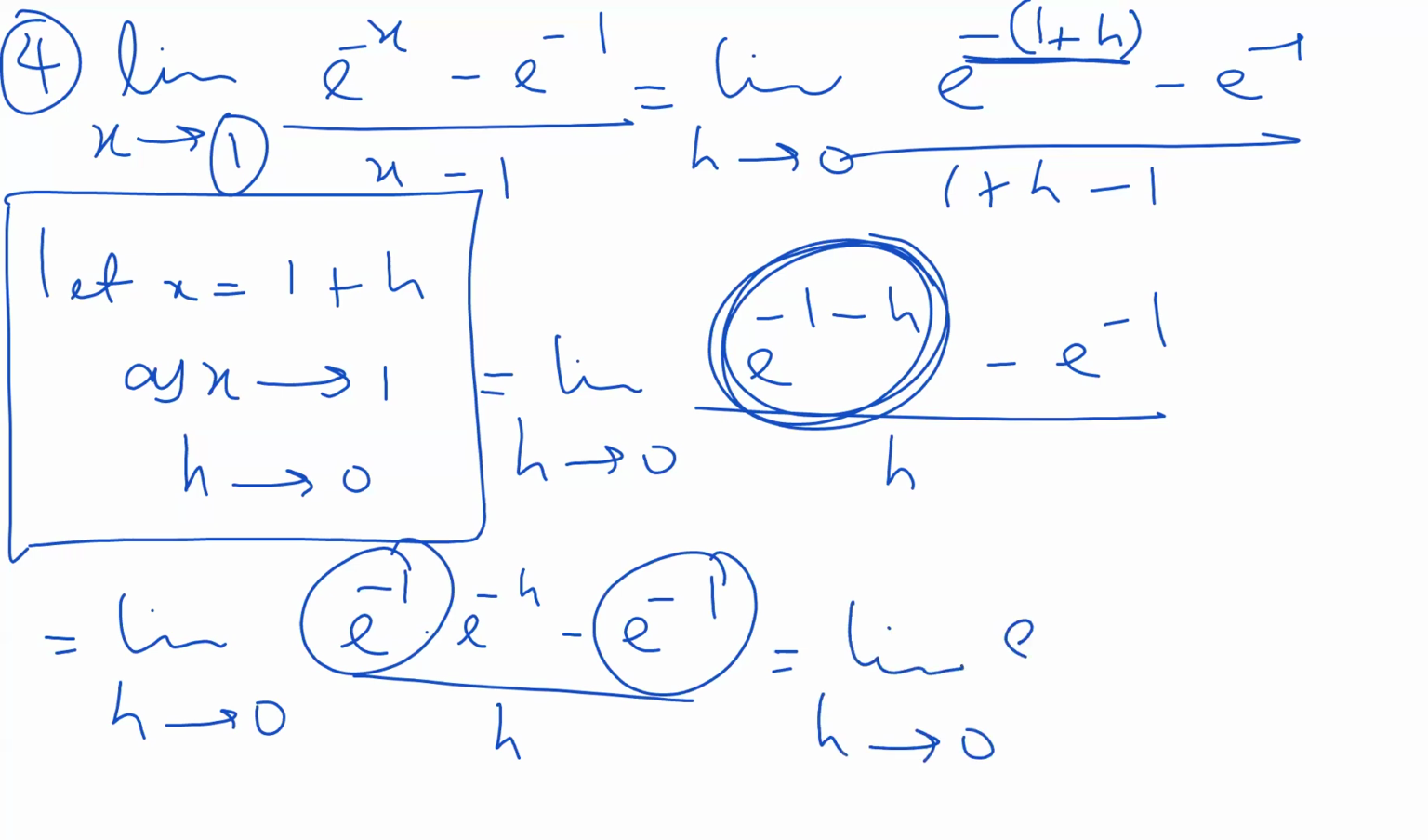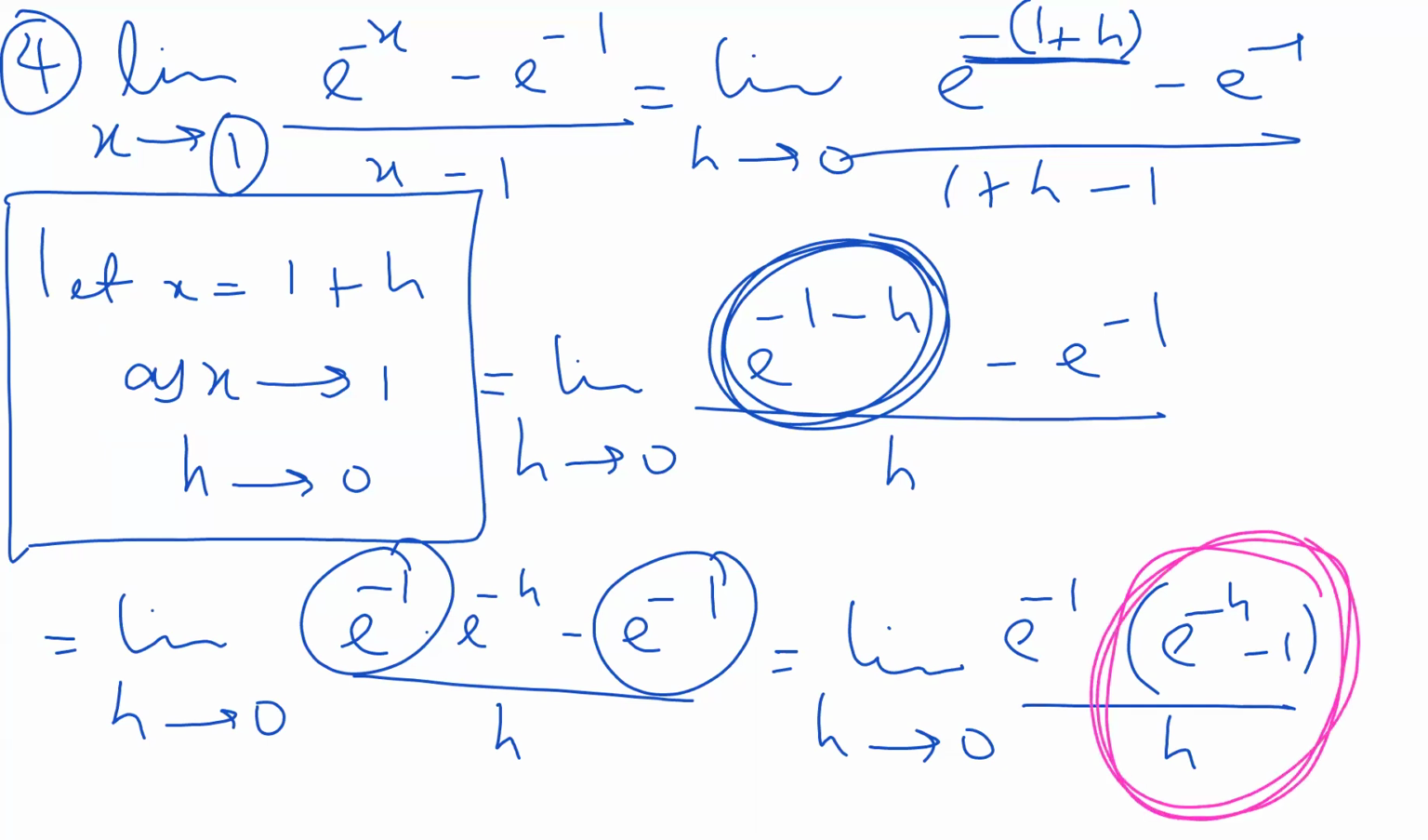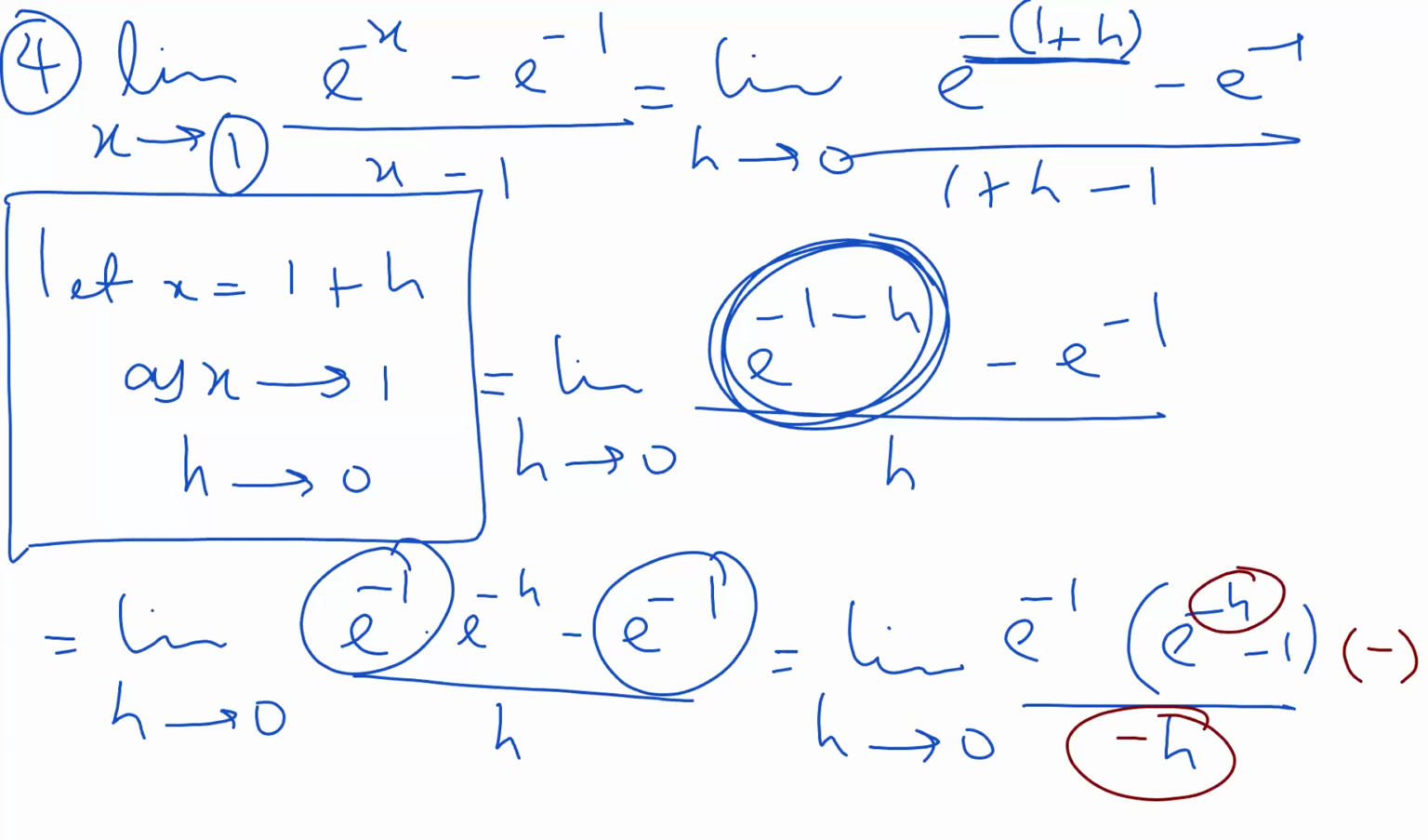Take minus 1 common, e raised to minus 1 rather. Can we apply the formula here? No, we need to multiply and divide by minus. This is minus h, so down also we require minus h. So multiply and divide with minus. That is minus 1. Okay, or you can just write minus, not a problem. So I'm writing minus over here and I'm putting minus within the bracket. I made it minus h because this is minus h.